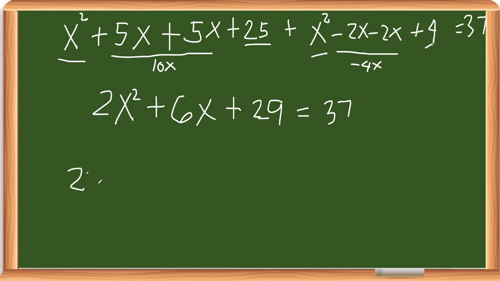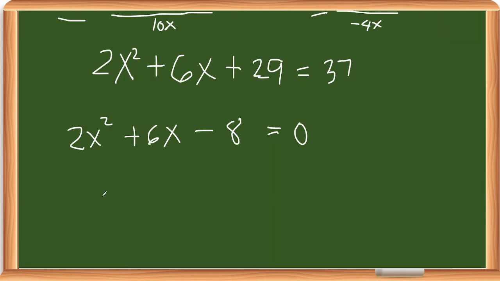So, we have 2x squared plus 6x plus 29 minus 37. What is plus 29 minus 37? So, you're going to subtract. Yun nga lang magiging negative kasi mas maliit yung 29, ano? What is 37 minus 29? Negative 8 po. Negative 8. Thank you for answering. So that is minus 8 equal to 0.